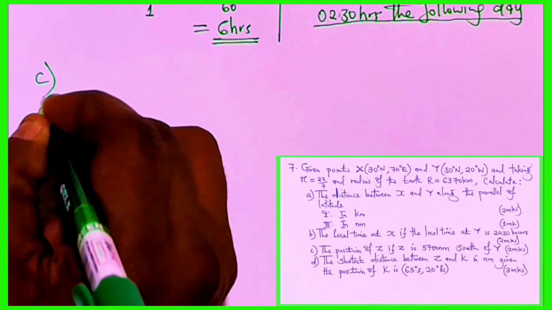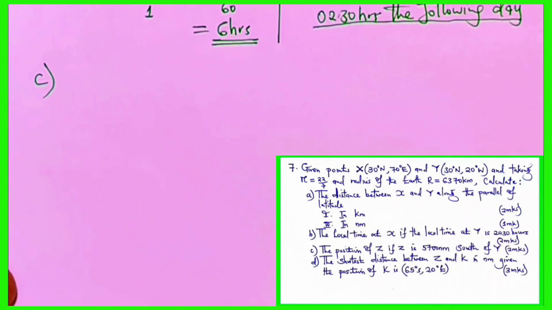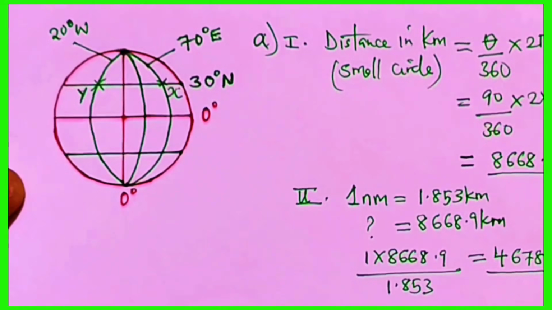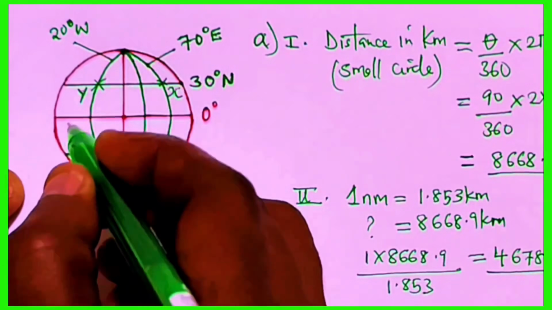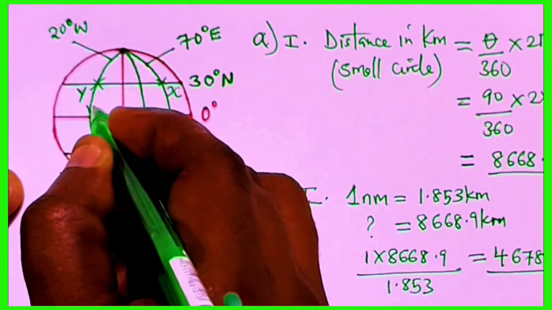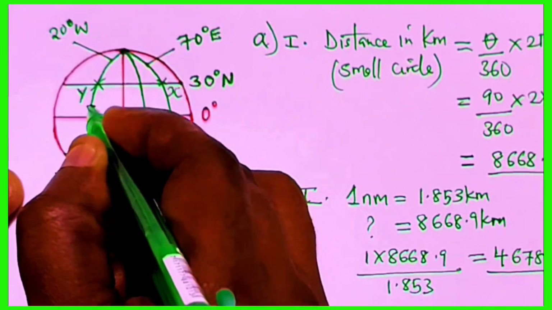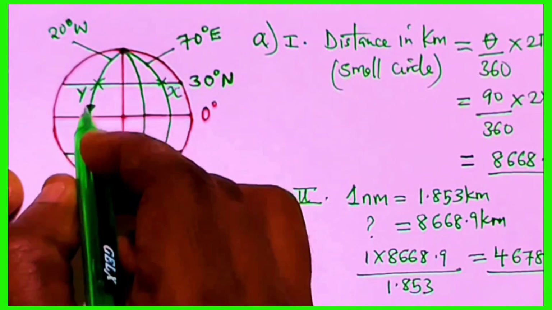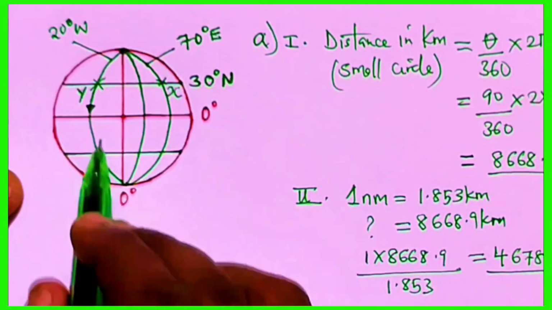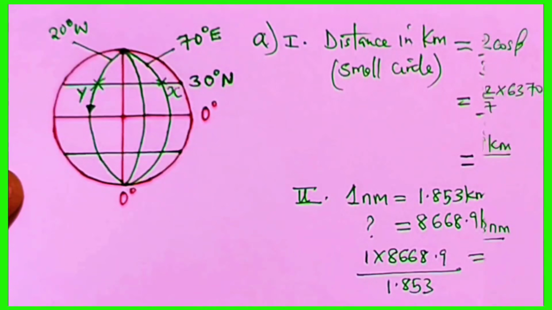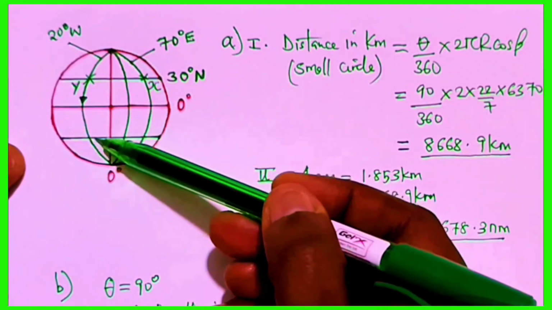Part C of the question. We are being told to find or to calculate the position of Z if Z is 5,700 nautical miles south of Y. So from our first diagram, we can say that Z is found south of Y. I can represent with an arrow in this direction. So let's consider where Z is found. And how are we going to do that?